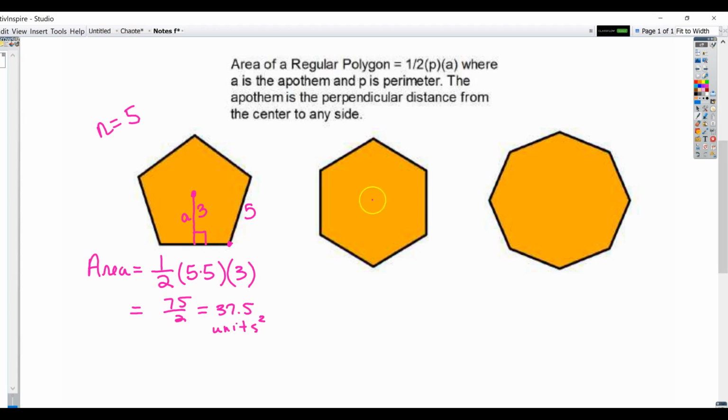Another one is, say you're given this information and you're asked to find the area of that regular polygon. First of all, how many sides are there? 6, making this what? A hexagon, yes. Okay, hexagon. All right, so what information am I missing here, though? I don't have the side length, so I don't have the perimeter, so I can't use the formula.